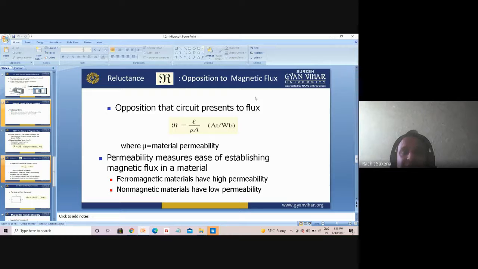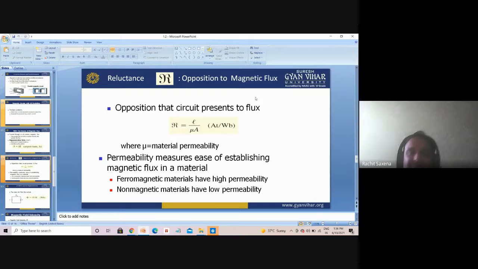Just like resistance. Resistance is a property of a conductor which opposes the flow of charges. Resistance basically resists the flow of charges in the electrical field. But similar to that, in the magnetic field we have reluctance. Reluctance is a property of magnetic material which opposes the creation of flux, providing an interruption or disturbance in the generation of flux.